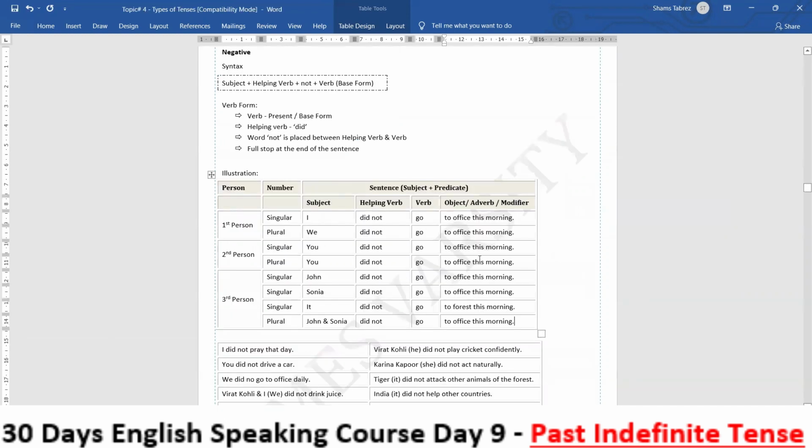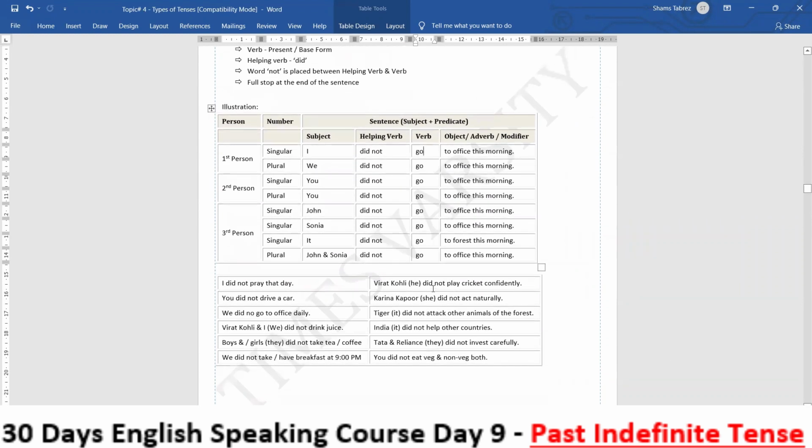So it is added. Now in the past indefinite negative, we are using the second form of do, that is did, and the verb remains in first form. Okay, so I did not go to office this morning. You see here, there is no change in the helping verb and the verb for all the pronouns in case of a past indefinite negative sentence. Okay, some examples.